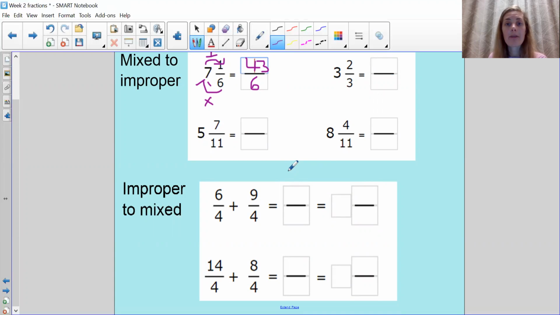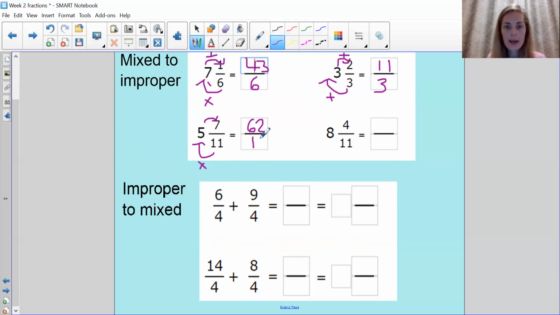So pause the video and have a go. Right, let's see how well you did with this one. So I'm going to say 3 times 3 is 9. Oh, it's a very wonky times. 9 plus 2 is 11, and I leave the bottom number the same, thirds. 11 times 5 is 55. 55 plus 7 is going to be 62.